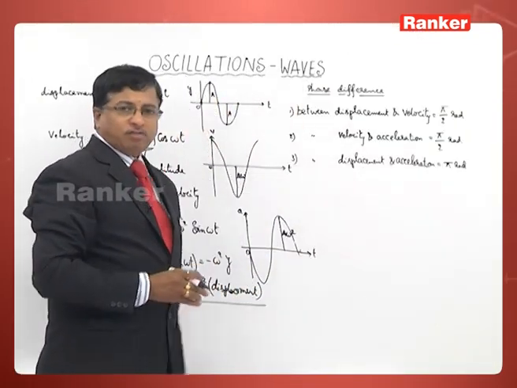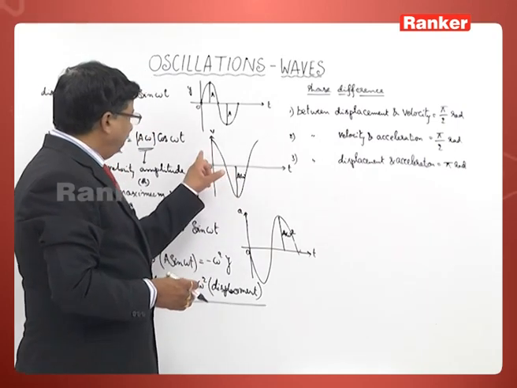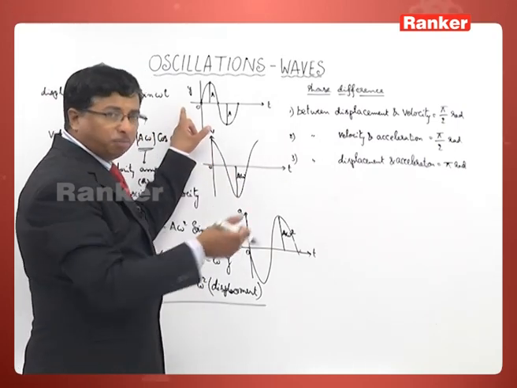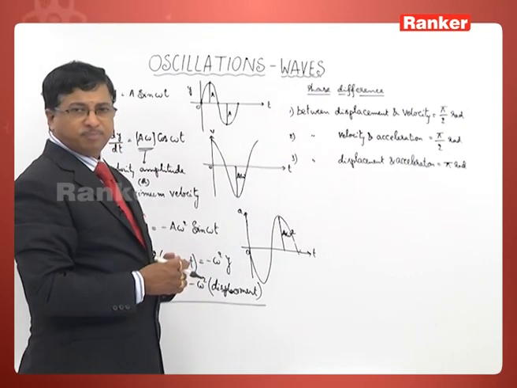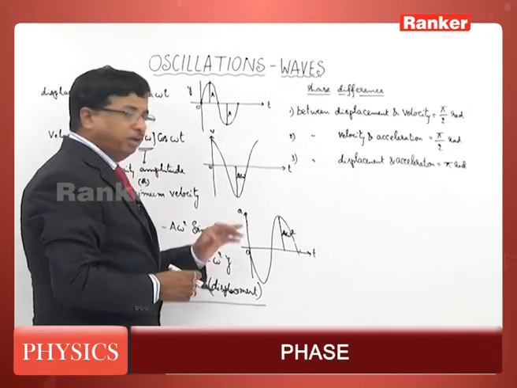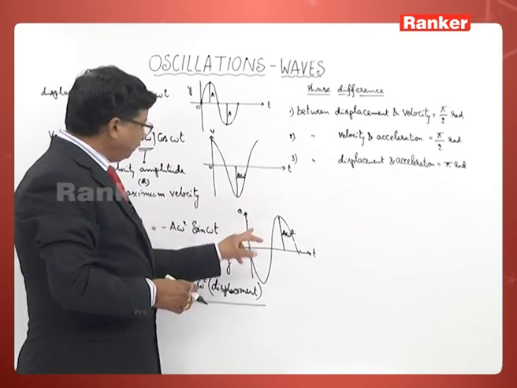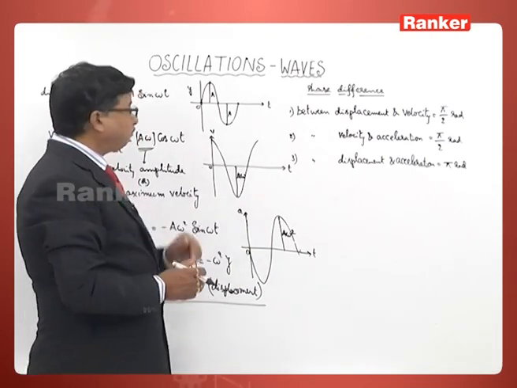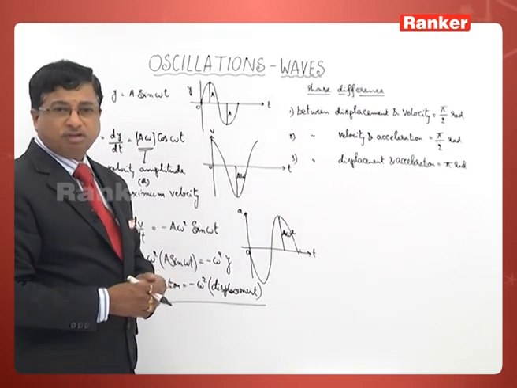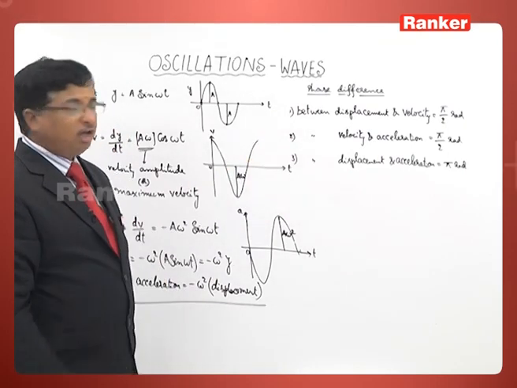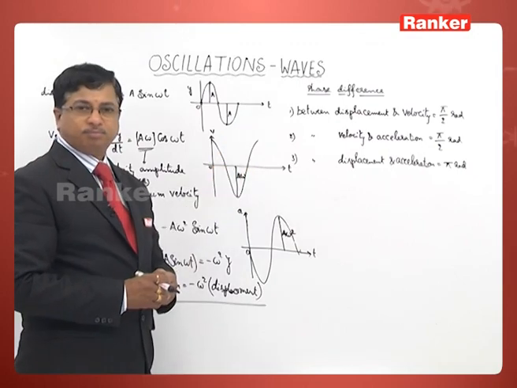But one thing you should understand in this description: velocity is ahead of displacement by pi by 2 radian. Acceleration is ahead of velocity by pi by 2 radian. Acceleration is ahead of displacement by pi radian. This is what we call phase difference.